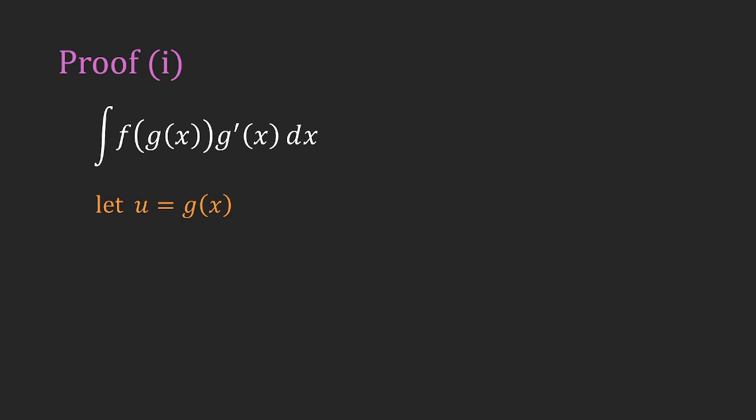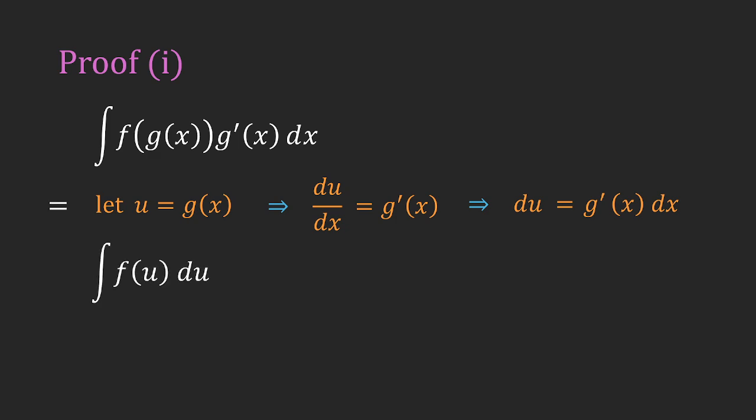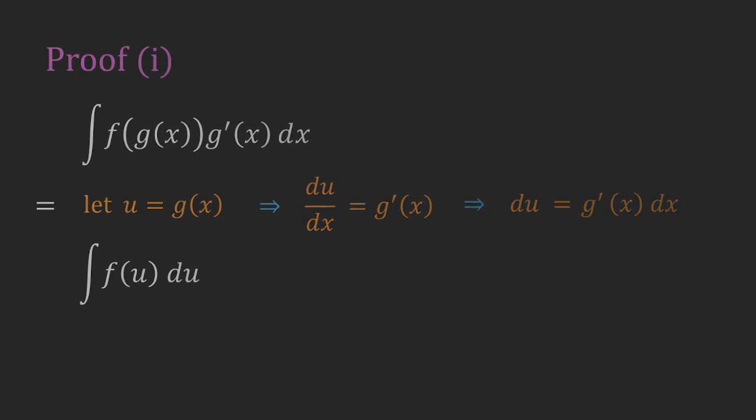Well, if we differentiate this substitution that we made on both the left and right hand sides, we'll get that du over dx is equal to g prime of x. Now we can multiply by dx on the right hand side, and we'll get du is equal to g prime of x dx. So making all those substitutions, we get that nice simple looking formula, the integral of f with input u.